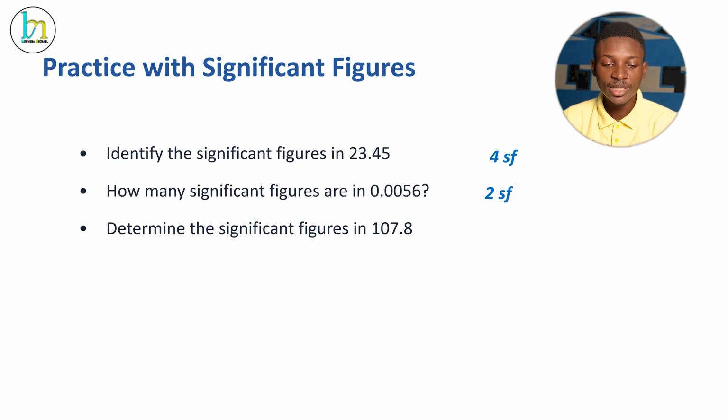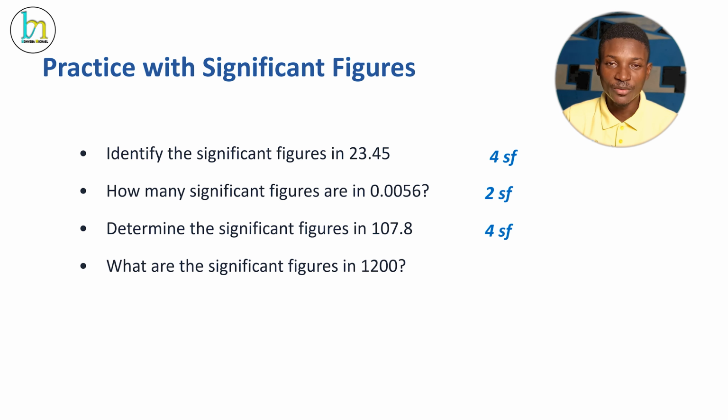Then we determine the significant figures in 107.8. We have 4 significant figures over here because zeros in between numbers are all what? Significant figures. We have already studied this in our previous lessons. The next one is what? What are the significant figures in 1200? We have 2 significant figures.